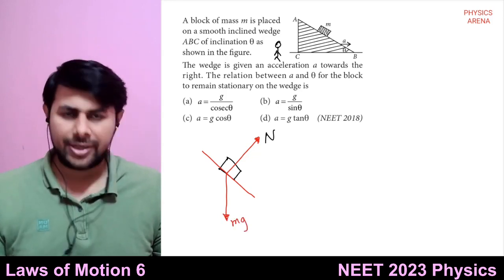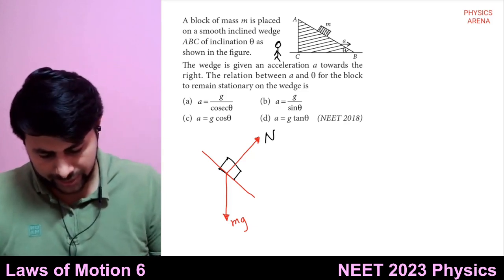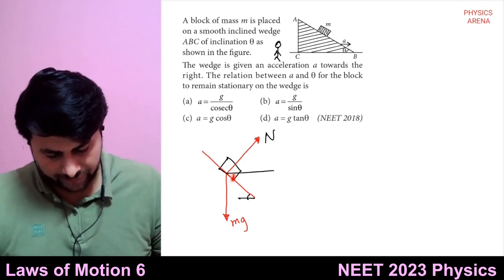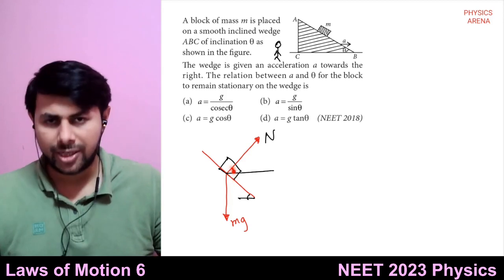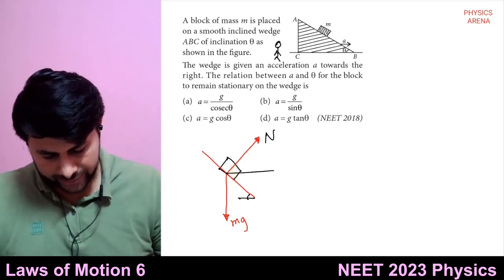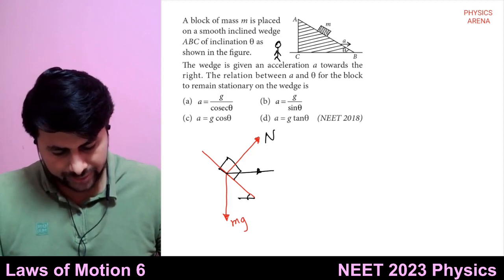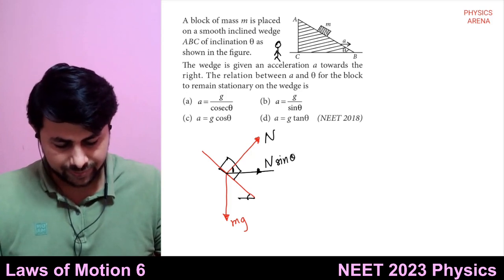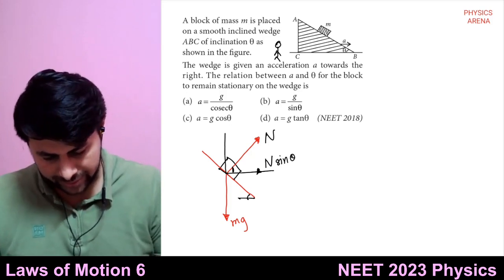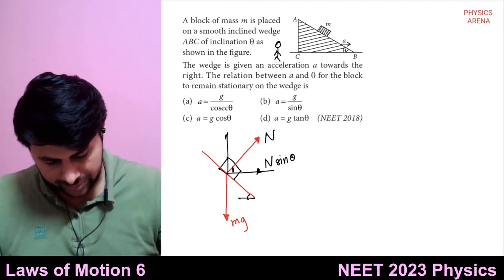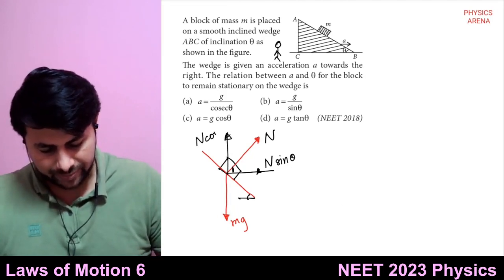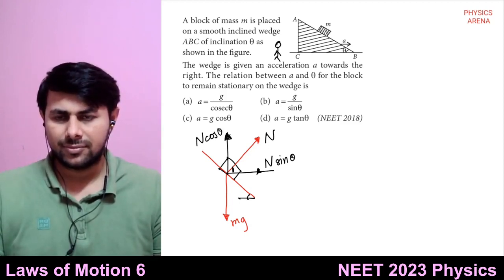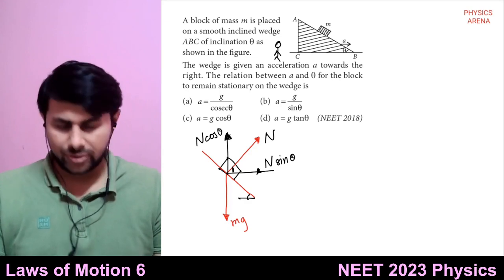So you can resolve the normal reaction along two perpendicular components. So if this angle is theta, this angle here will be theta, right? So this one will be 90 minus theta. Okay, so therefore this component is equal to what? Because this is 90 minus theta, it is N sin theta, and this component will be N cos theta. So do you understand this? Okay, you understood the resolution?